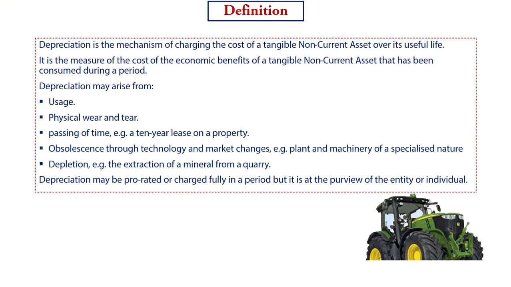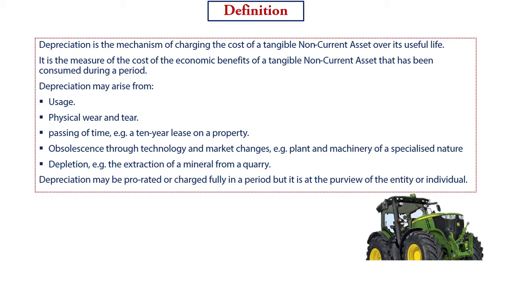Now, what is depreciation? Depreciation is the method or mechanism where the cost of a tangible non-current asset is charged or spread over its useful life. So it is literally segregating an asset and allocating it over an estimated number of years the business deems to derive benefit from the asset. It is a measure of the cost of economic benefit of a tangible non-current asset that has been consumed during the period. Okay, so in simple terms, depreciation reflects the cost of using a physical non-current asset in a business.